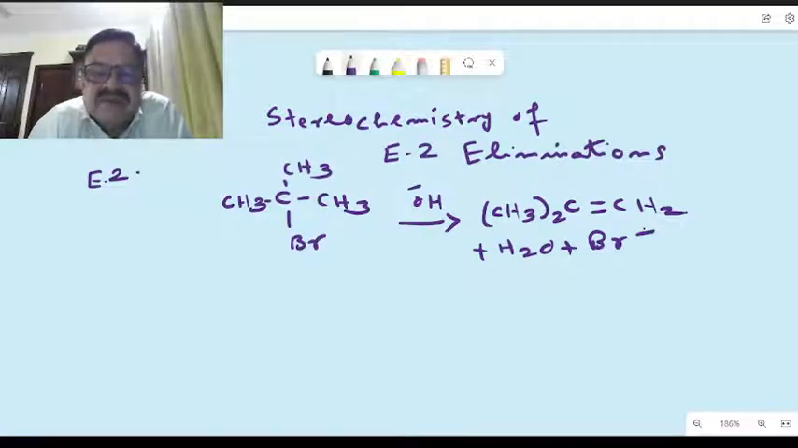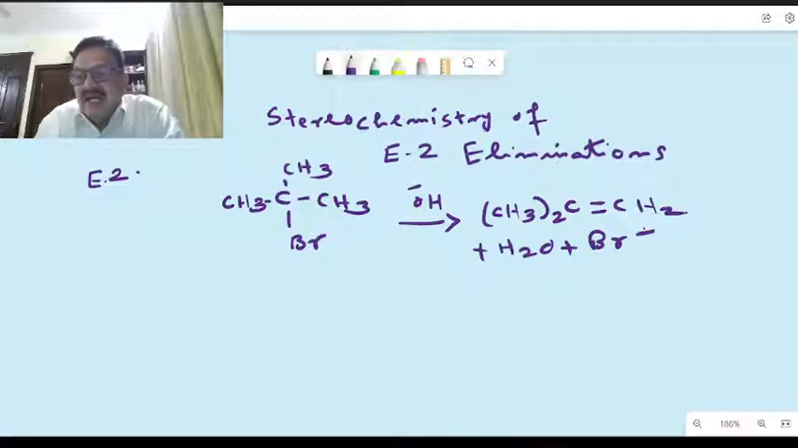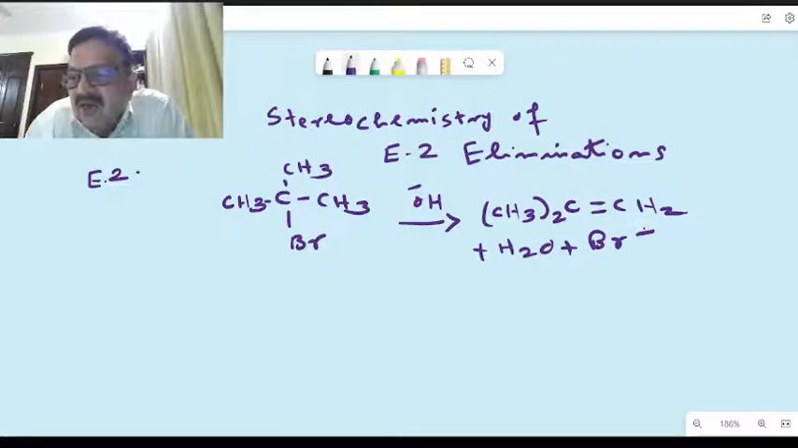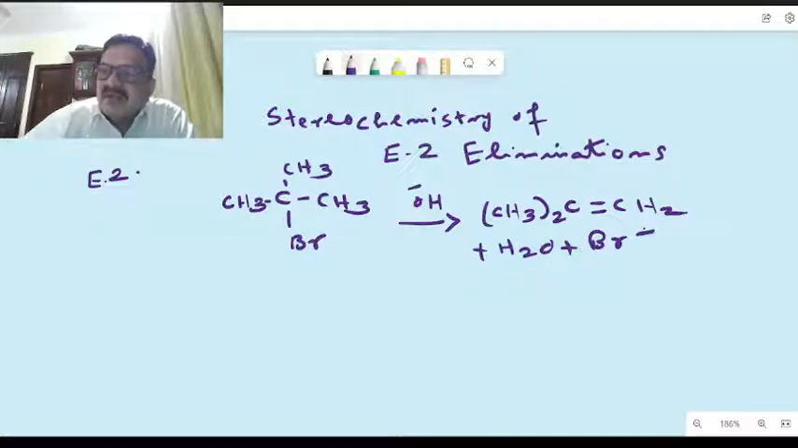The rate of the reaction, it will depend upon the concentration of the alkyl halide and the base. Okay, it's a second order kinetics, bimolecular reaction. That is, the rate will depend upon the concentration of the alkyl halide and the concentration of the base here. It is a concerted reaction. All bonds are broken and all bonds are formed in a single step. That is the fundamental characteristic of a E2 mechanism, E2 reaction. So how does this reaction take place here?